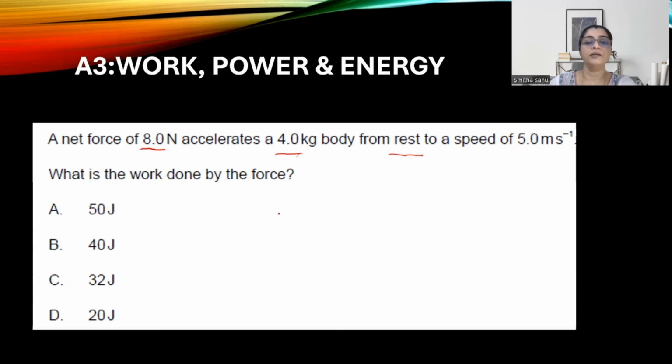So if you can see here, the change in kinetic energy is the final kinetic energy, which is half times 4 times v square, which is 25. And the initial kinetic energy is 0 because the velocity u is 0. So the change in kinetic energy is nothing but 25 times 2. Answer should be A.